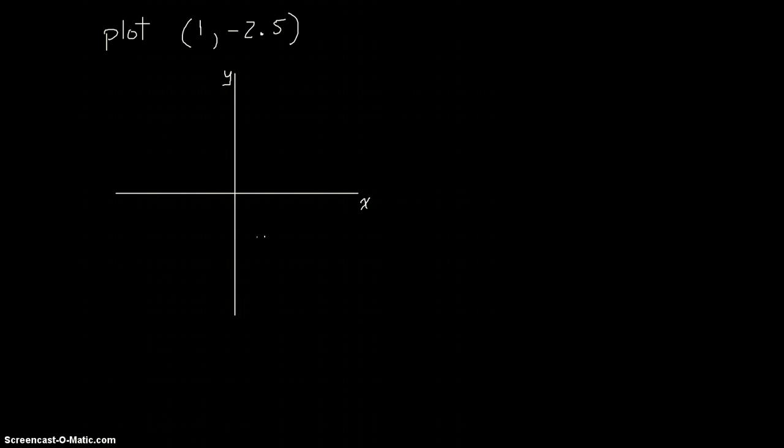Anyway, we have two axes. We have the x and the y. I know that to the right on the x-axis is positive, and I know that up on the y-axis is positive because I know I'm in a Cartesian coordinate system. And I've been given a point, 1, minus 2.5. So I'm just going to label these and put a grid on here because I don't have one.